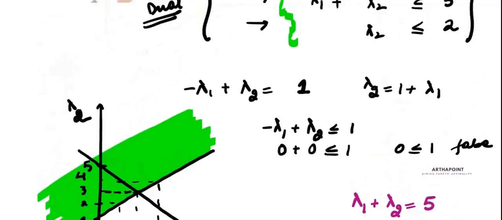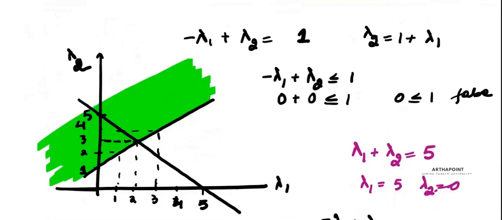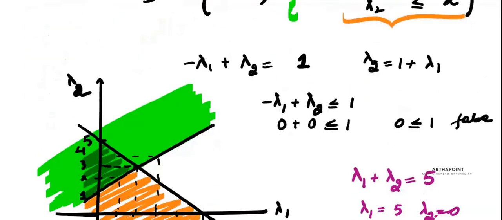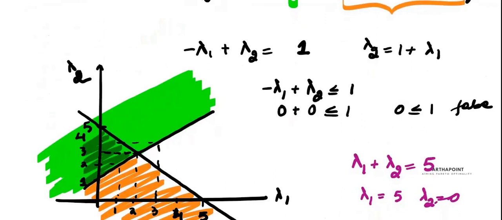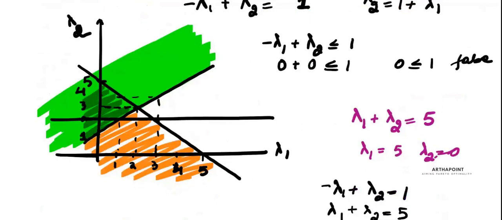Okay. Now again, I will put zeros here. So 0 plus 0, which is 0, is less than 5. This is a true statement. So because it is true, I will shade the region towards the origin. Now I will see the third equation, lambda 2 equal to 2, and plot it. So lambda 2 equal to 2 is going to be this equation. Because 0 less than or equal to 2 is a true statement, I will shade towards the origin for this one also. So when I shade towards the origin, I will get this.